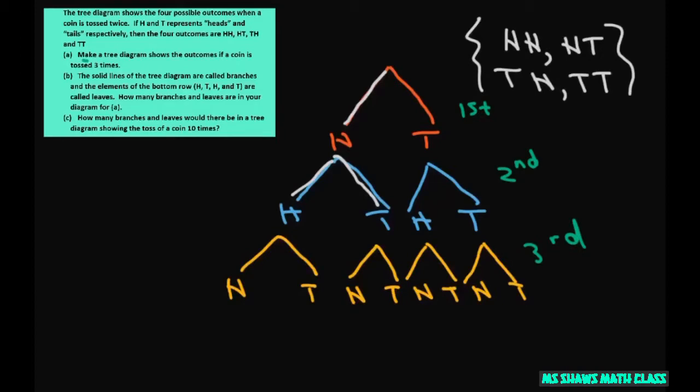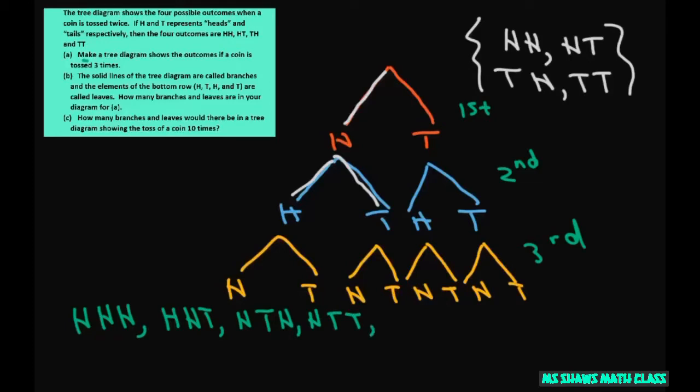So your possible outcomes are going to be heads, heads, heads, heads, heads, tail. All right, and then we're going to do heads, tail, heads, and heads, tail, tail. And then we're going to go from here.